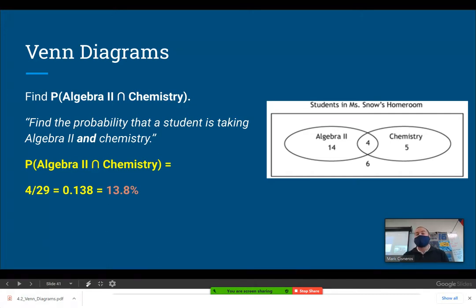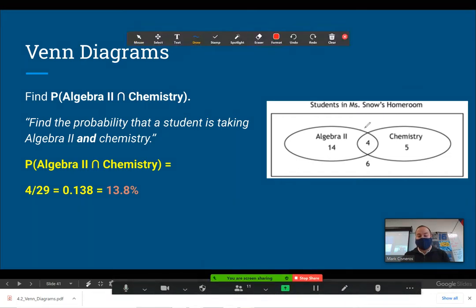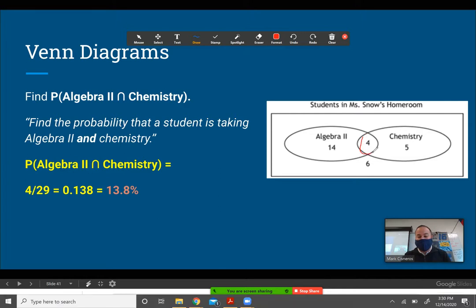Now go back and look at your notes again. The 'and' is called what? What is that called in probability? Intersection. Notice how this is exactly where the two ovals intersect. That's why it's called the intersection. It's where they intersect.